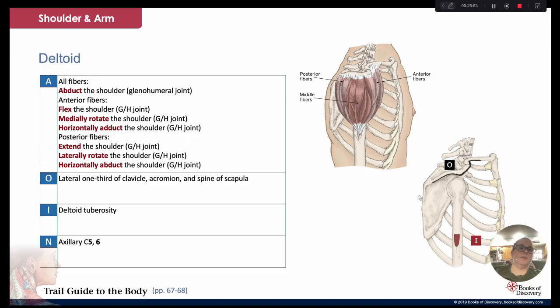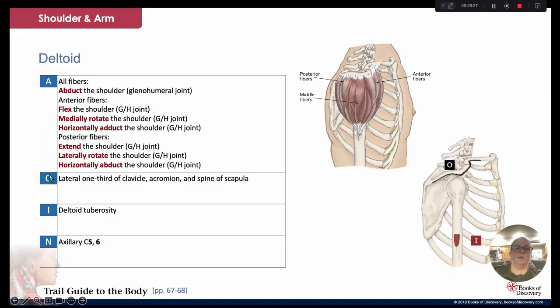All right, so I'm going to explain what this table means over here. A would mean action. Again, you can find this in the Trail Guide books 67 and 68. Those are the pages for the deltoid. So A is going to be all the actions that the deltoid does. Here, bold in red, see how it does basically everything. And it'll break down which fibers do what. So all fibers, anterior or posterior.